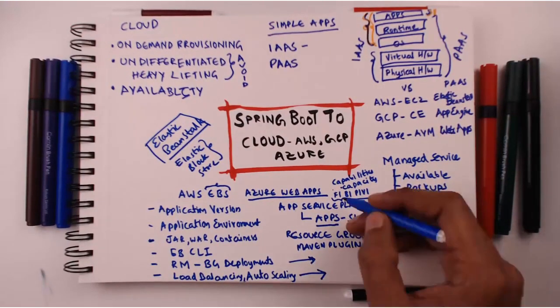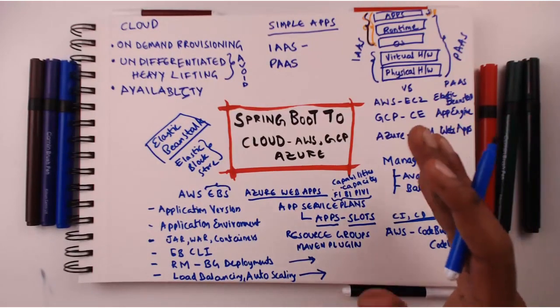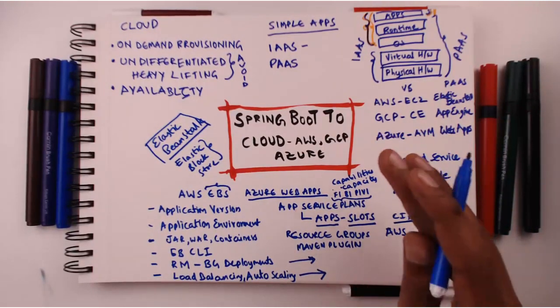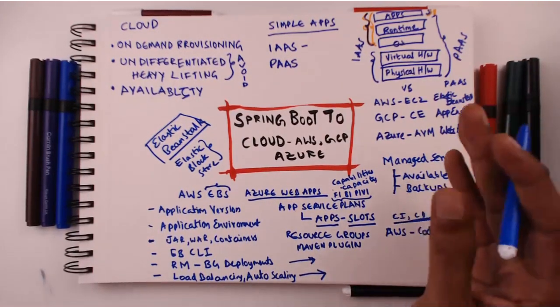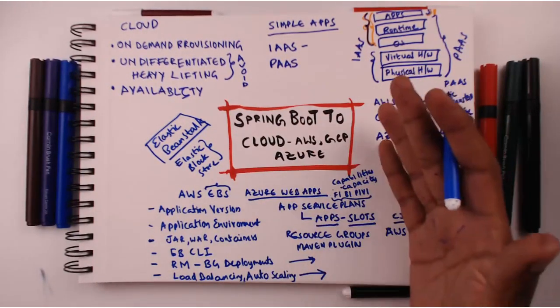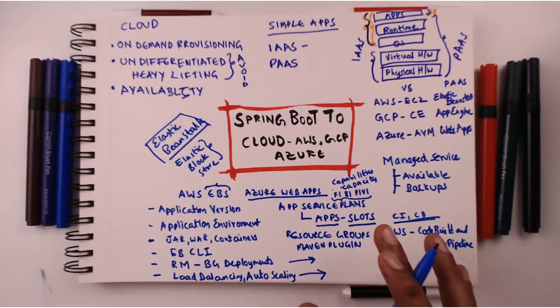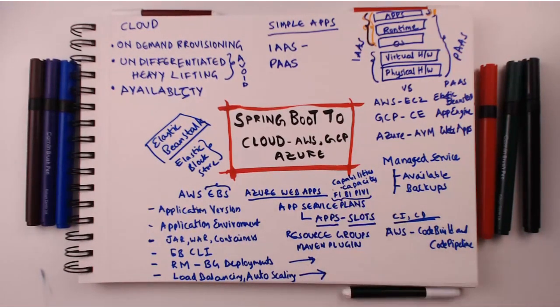In the B1 plan, it supports, I think, auto scaling up to 3 instances, if I remember it right. I'm not exactly sure about the numbers, but one of these plans supports up to 3 instances, and the higher plans support up to 20 or 100 instances. So load balancing and auto scaling come for free when you go for Azure Web Apps.